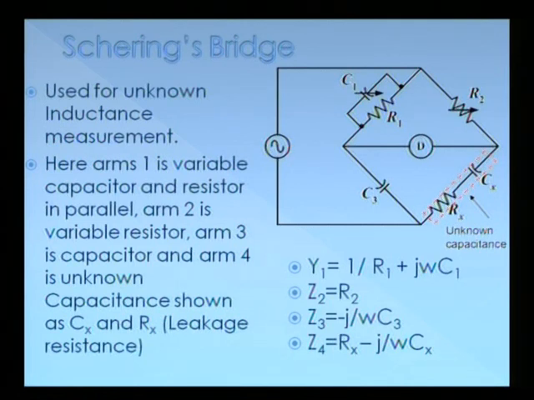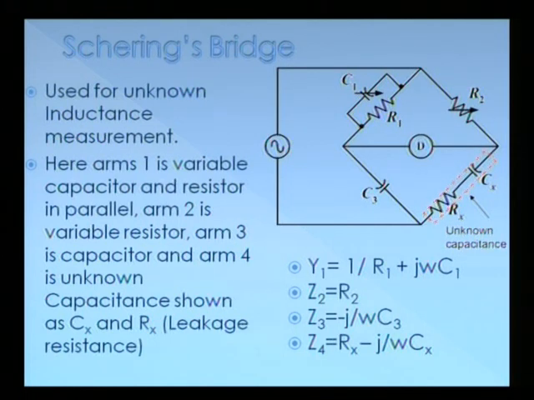The next type of bridge, here a correction is to be made, is used for capacitance measurement instead of inductance measurement. Here the arms are arranged in the same way, as the first and second arms are as good as those of the Maxwell bridge. A series or a parallel combination of capacitor and resistor is in arm 1. R2 is variable instead of being fixed as in the Maxwell bridge. Arm 3 is containing a fixed value capacitor, while arm 4 is having an unknown capacitor.